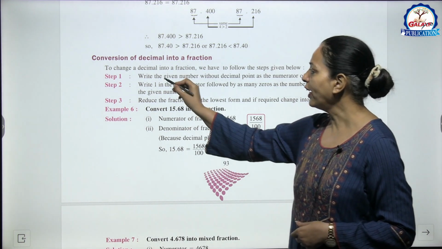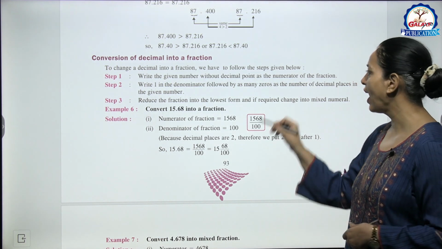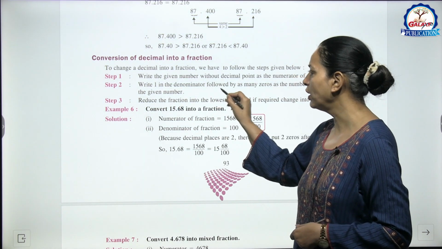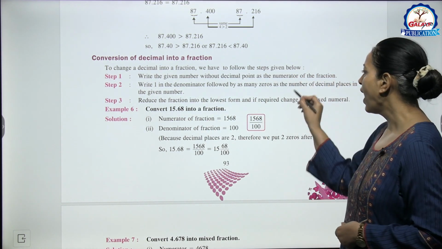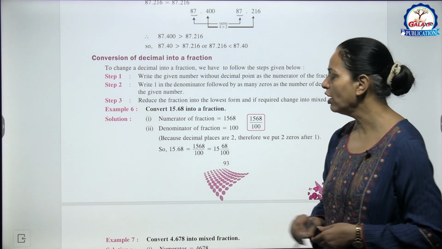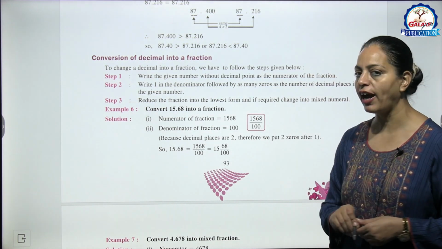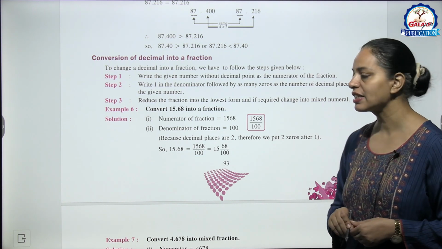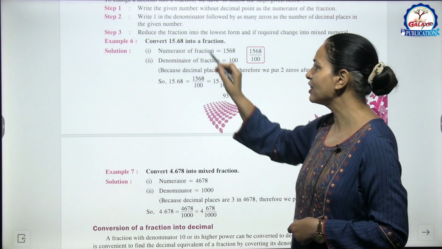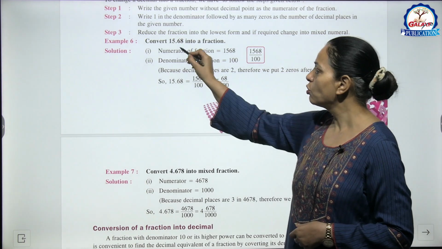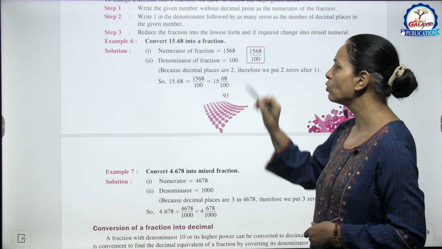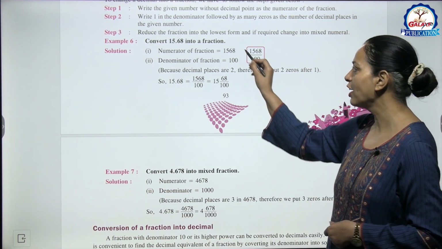Step 1, write the given number without decimal point as the numerator of the fraction. Then step 2, write 1 in the denominator followed by as many zeros as the number of decimal places in the given number. Then step 3, reduce a fraction into the lowest form and if required change into mixed numeral. See how to do. Example 6, convert 15.68 into a fraction. So now don't think about this decimal, just take the number without decimal. It is 1568.